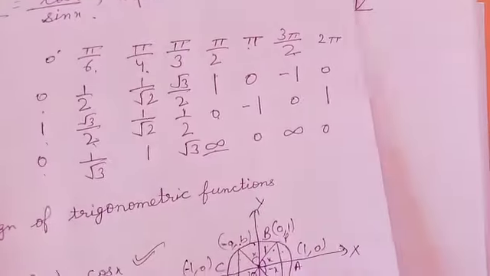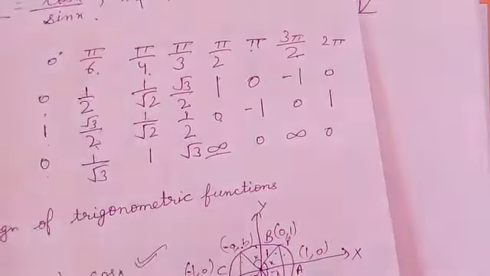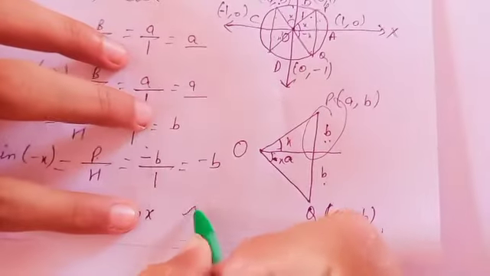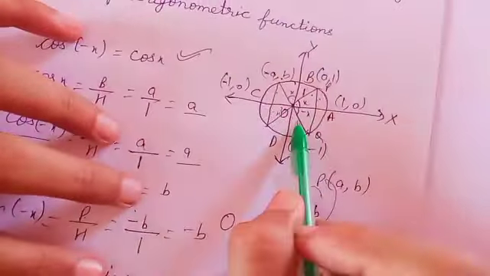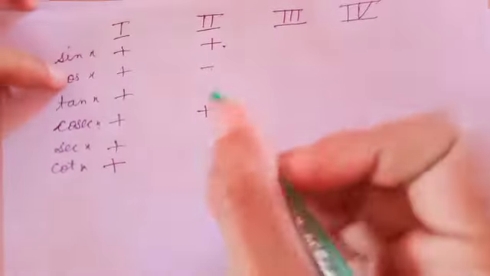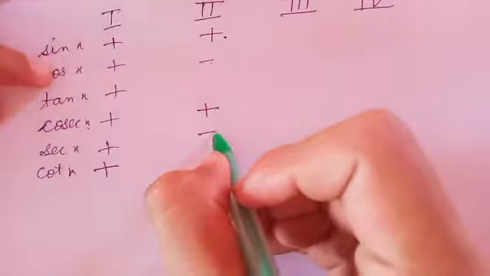Now if we talk about cos x, cos x will be negative here, because what is our cos x? Cos x is base upon hypotenuse, and base will be negative in this case, so our cos becomes negative. So cos becomes negative. If cos is negative, then secant is negative.